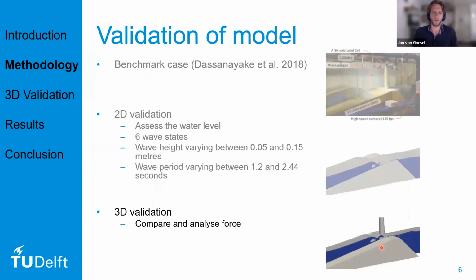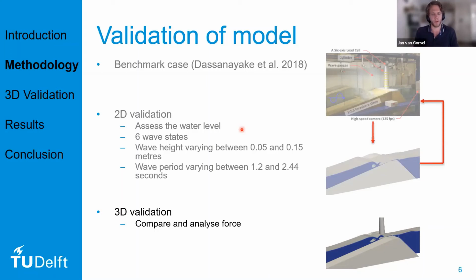For the validation of the model, we validated it using the benchmark case by Dassen and Jake in 2018. From this benchmark case, we first compared the results of a 2D simulation for 6 different wave states, with a wave height varying between 5 centimeters and 15 centimeters, and wave periods varying between 1.2 seconds and 2.44 seconds. This was done to assess the needed grid size in the model.